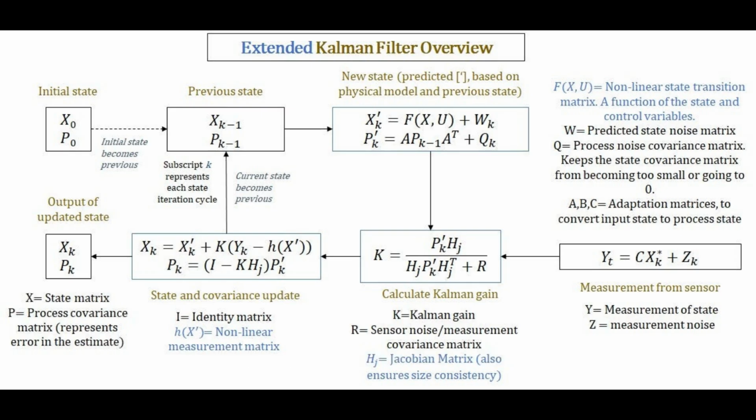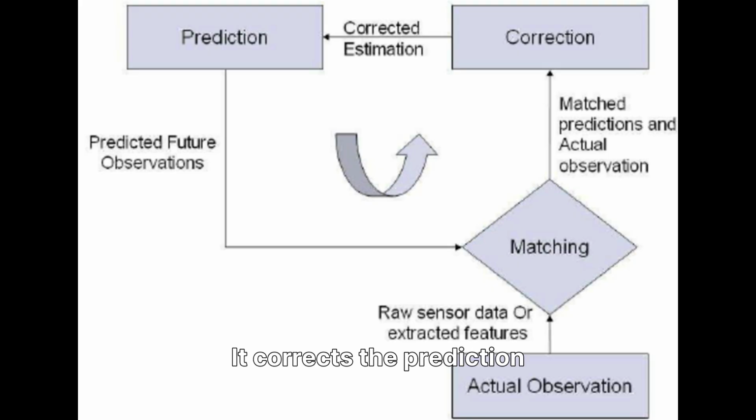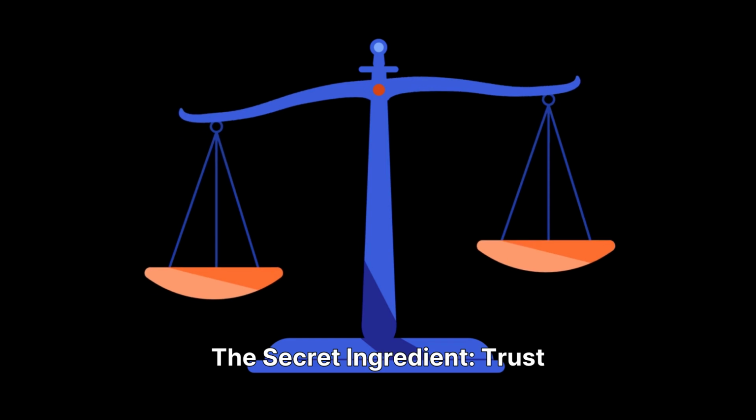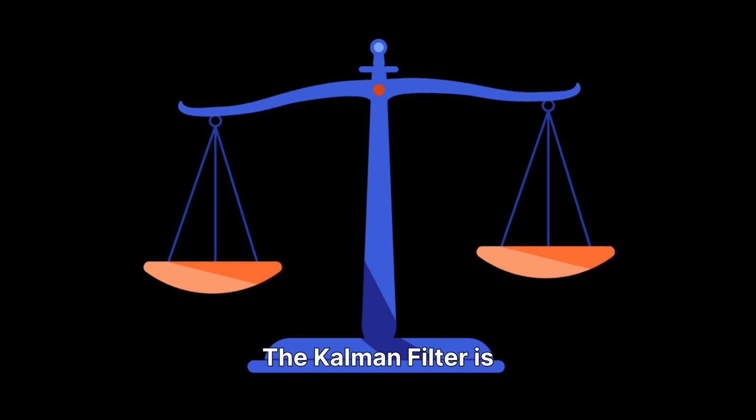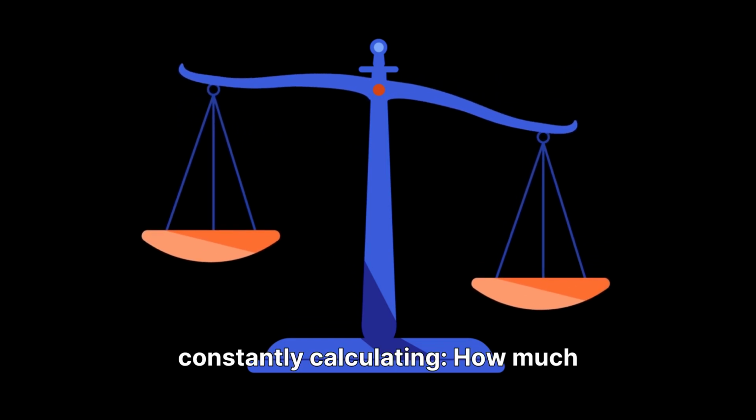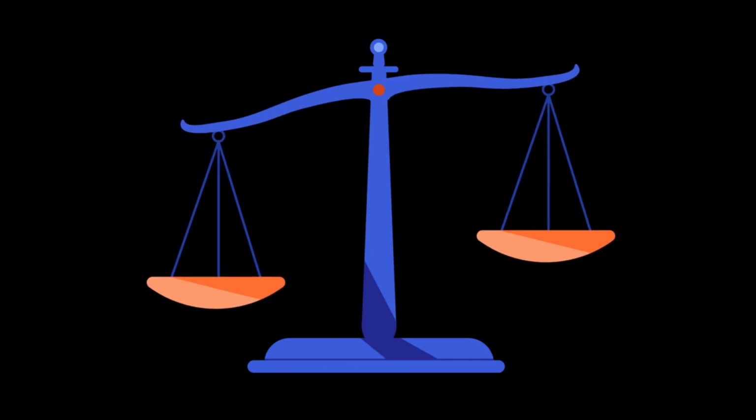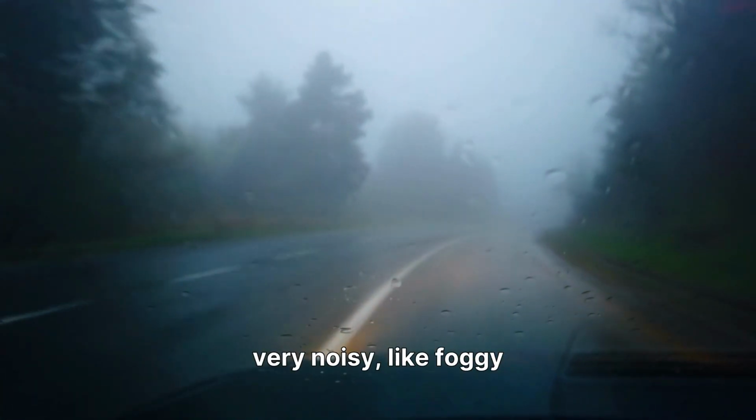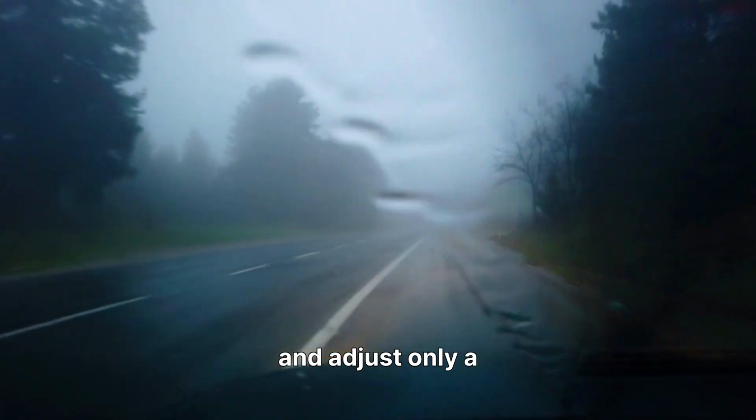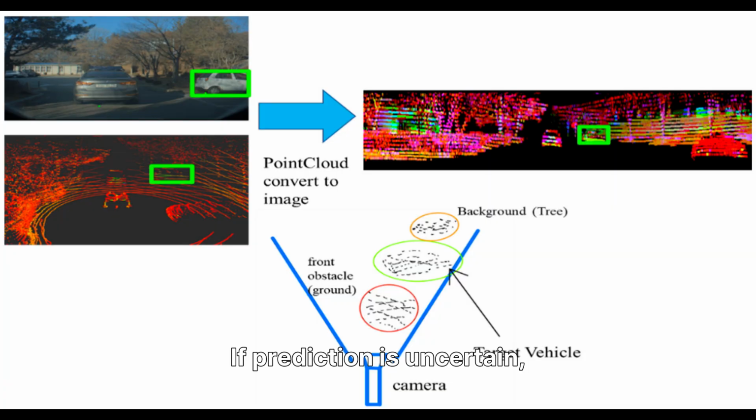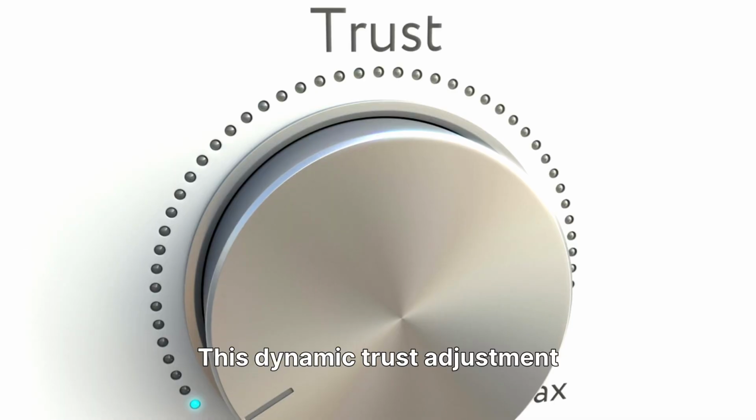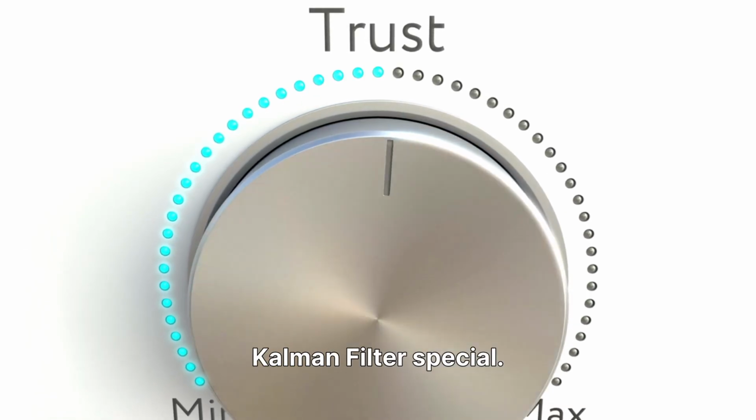Then the correction step: it checks what sensors just measured, how reliable those sensors are, and the difference between prediction and measurement. It corrects the prediction based on real-world data. This cycle repeats constantly. The secret ingredient: trust weights. The Kalman filter is constantly calculating: how much should I trust my prediction versus my measurement? If the sensor is very noisy, like foggy vision, trust prediction more and adjust only a little. If prediction is uncertain, like moving on ice, trust measurement more and correct heavily. This dynamic trust adjustment is what makes the Kalman filter special.